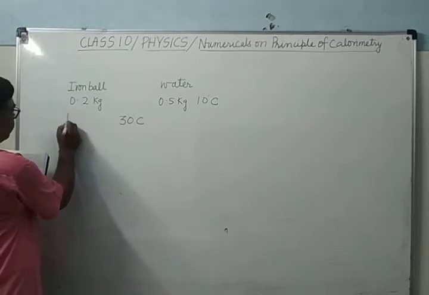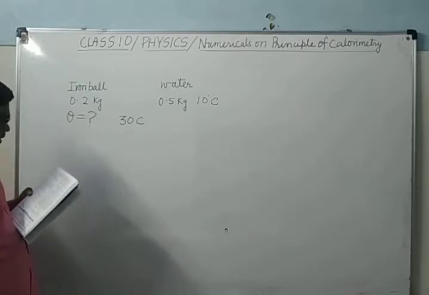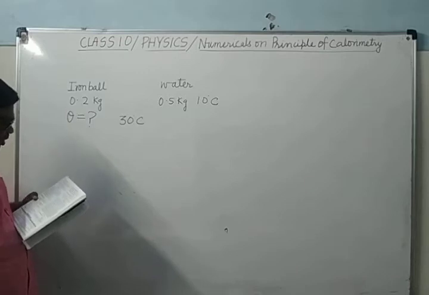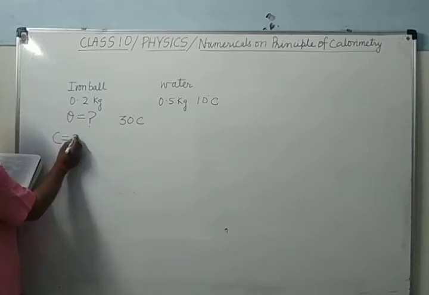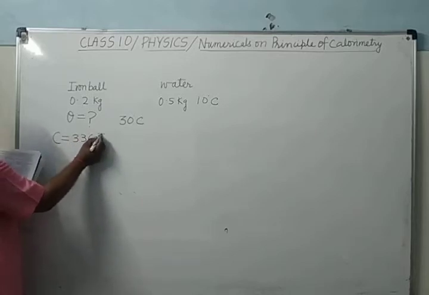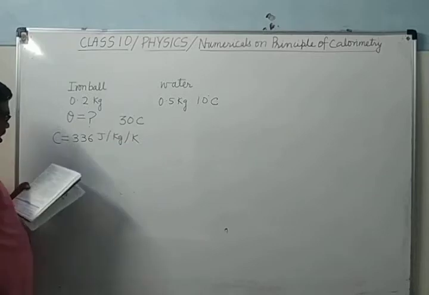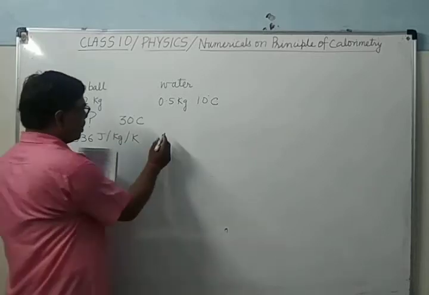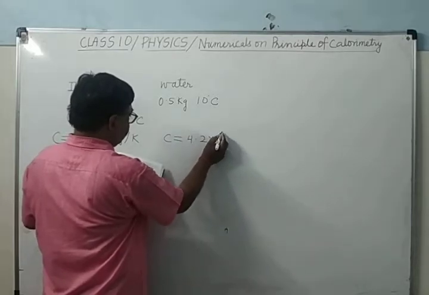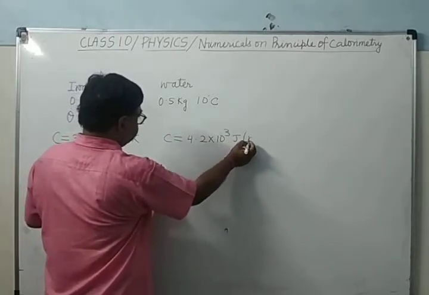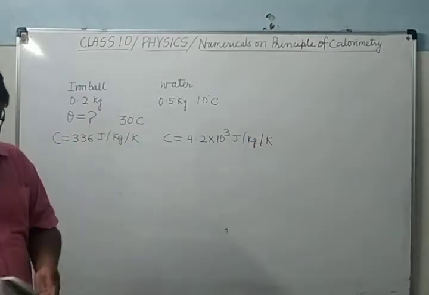That means you have to determine its temperature. What is its initial temperature, that you have to determine. The SHC of iron is given as 336 joule per kg per Kelvin, and the SHC of water is given as 4.2 into 10 to the power 3 joule per kg per Kelvin. It's clear. Now you can see here.